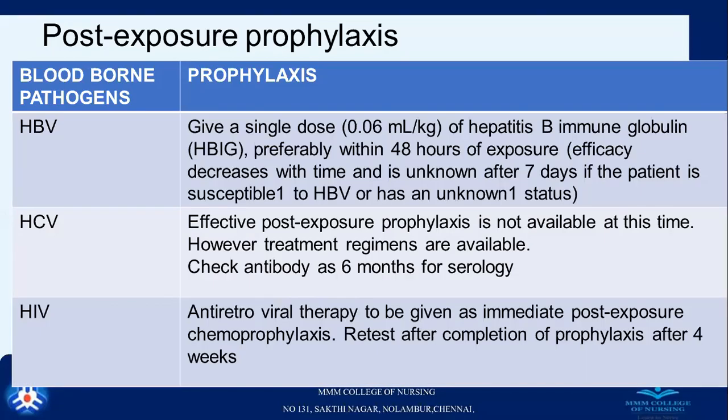Supposing a patient is exposed to a needle stick injury, what prophylaxis needs to be followed? In the case of hepatitis B, give a single dose of hepatitis B immunoglobulin immediately, within 48 hours of exposure. That is preferably a good way of treating a person, if you give the shot of immunoglobulins within 48 hours.